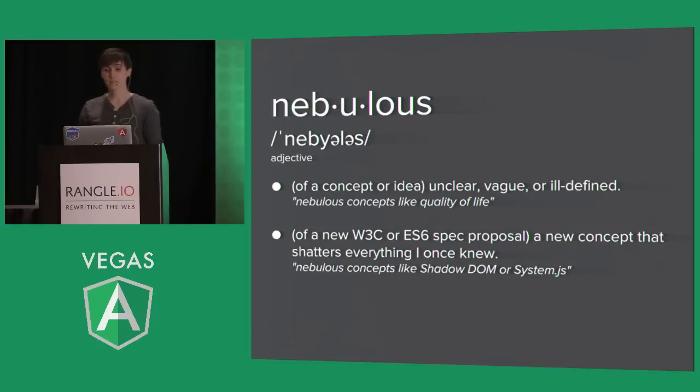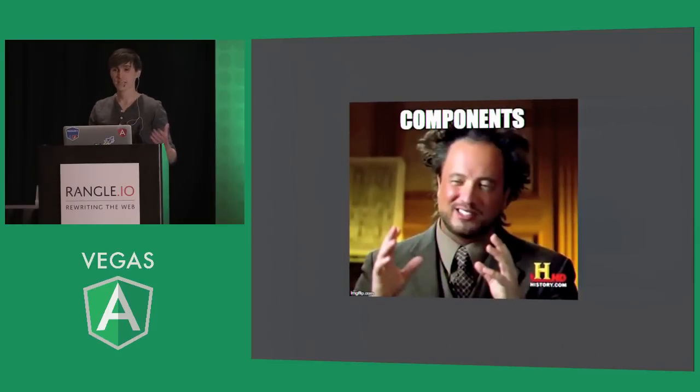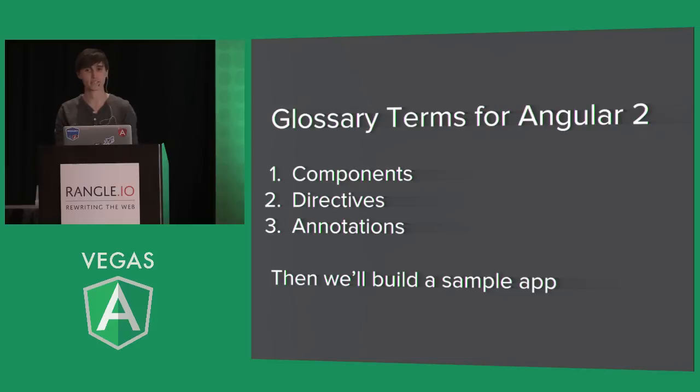But when I think of words that are nebulous, I can think of a lot of words in web development. Can anyone think of some nebulous words? There's one big one that just hits me, and that's components. So we're going to be talking a bit about components today. Everyone has components in their framework, and there are tons of different ways that we can express components. So we're going to clarify that today, and we're going to clarify that specifically for Angular 2.